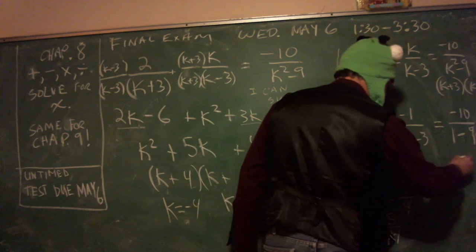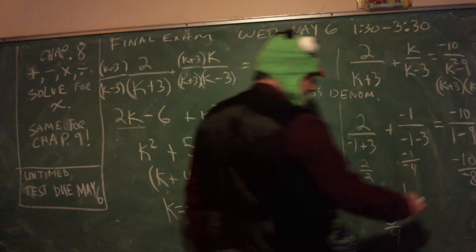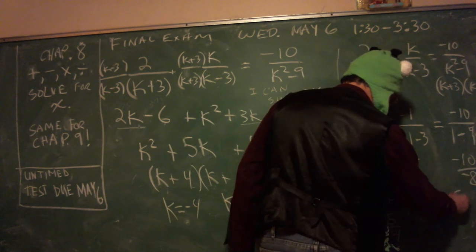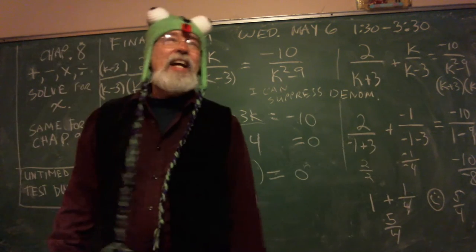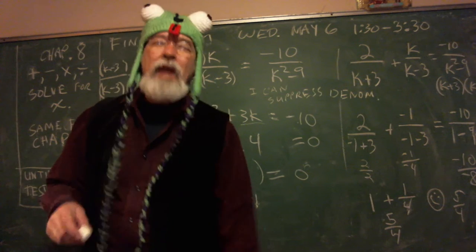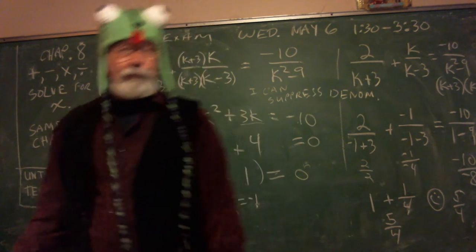I have -10 over -8. The two negatives cancel. Cancel a 2 out of everybody, and I get 5/4. I'm going to draw a smiley face. Now you guys are going to say, oh, McDaniel, if I did a check and drew a smiley face, everybody would think I'm a suck-up. Nobody's going to see it.